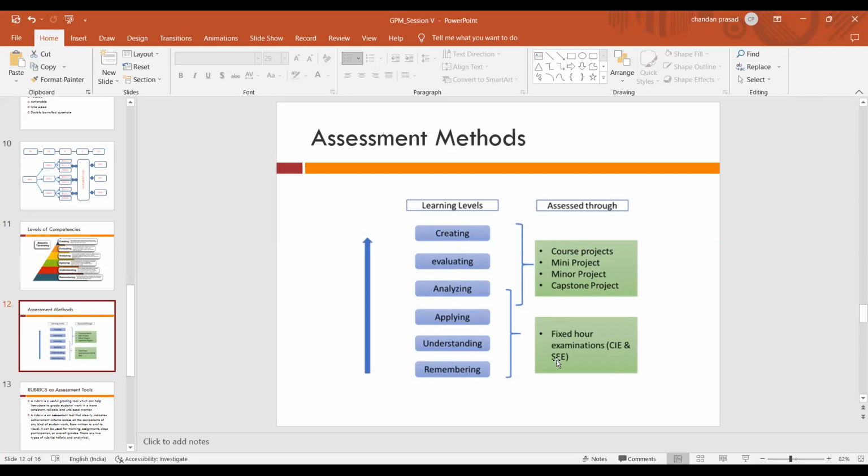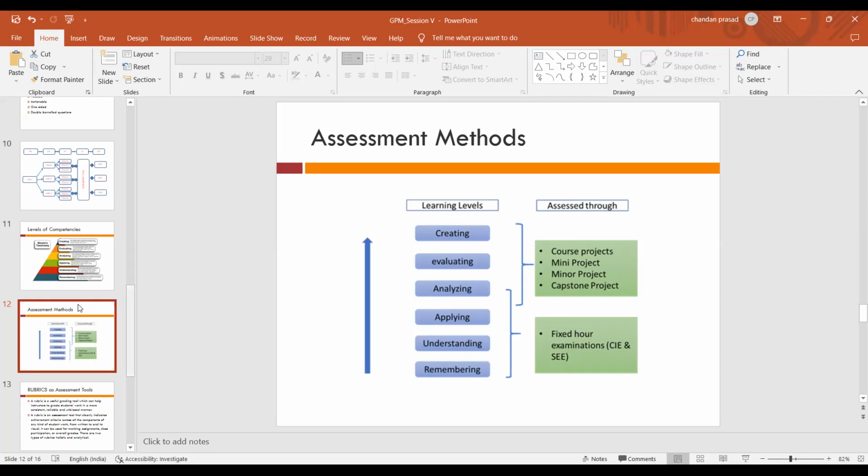So through examinations, what are we testing? We are testing the students' knowledge at level 2, level 3, level 4, level 5. And level 6 is tested through projects. That's why projects are given: learning projects, experiential projects, mini projects. Why are these projects given? To assess through time-based assessments.